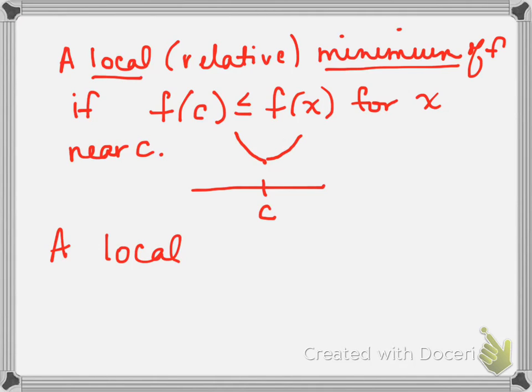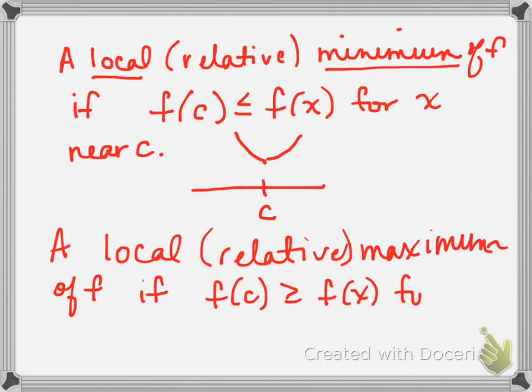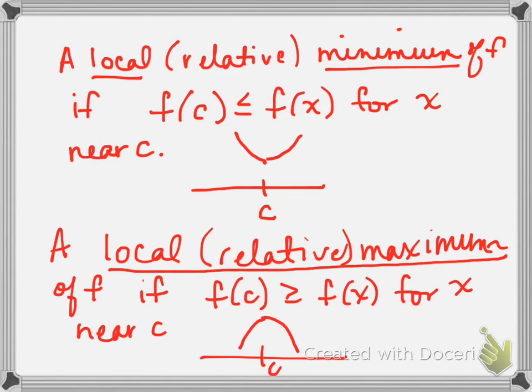We say we have a local or relative maximum of f if f of c is greater than or equal to f of x for x near c. Okay, so if f of c is the biggest thing around, if here's c, and here's f of c, it's the biggest thing around, so all of the function values near c are less than it. And so we have this local or relative maximum. That doesn't mean that f of c is the overall biggest possible output of f, but near c it is the biggest thing.